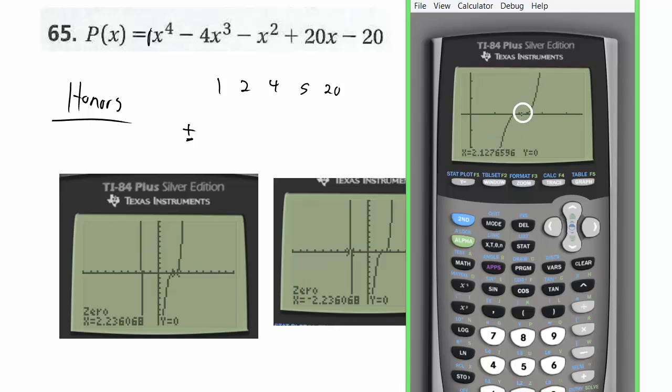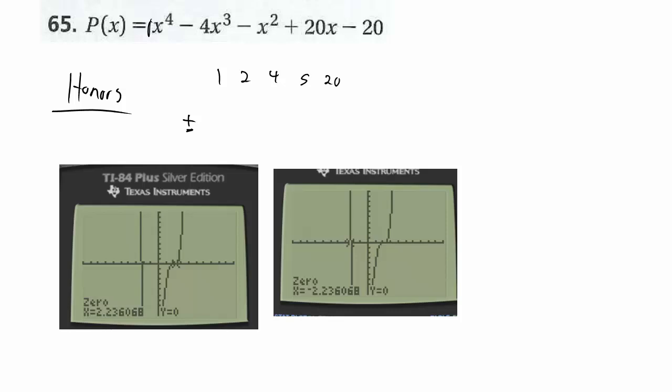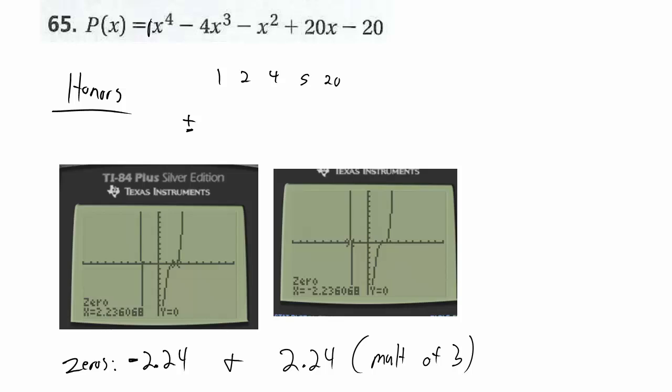So since it has an odd multiplicity, that must mean that it's not 1, it has to be 3. Well, if this has a multiplicity of 3 and this one has a multiplicity of 1, that accounts for all 4 of the zeros we expect. So that's all of our zeros. So the zeros of this are negative 2.24, I'm just going to round to the nearest hundredth, and positive 2.24, but this one has a multiplicity of 3.